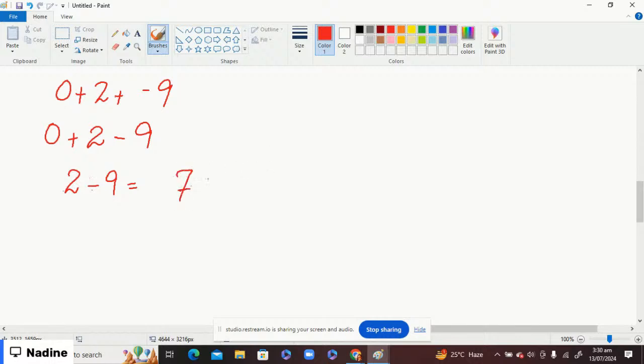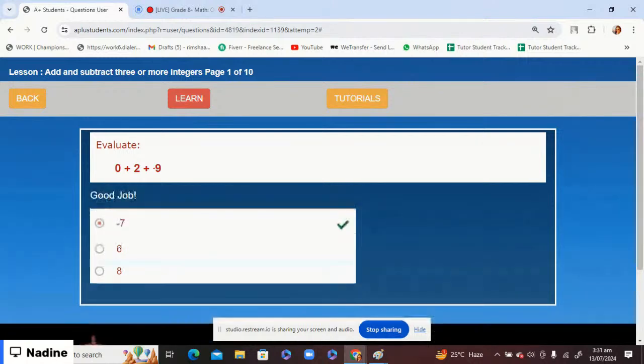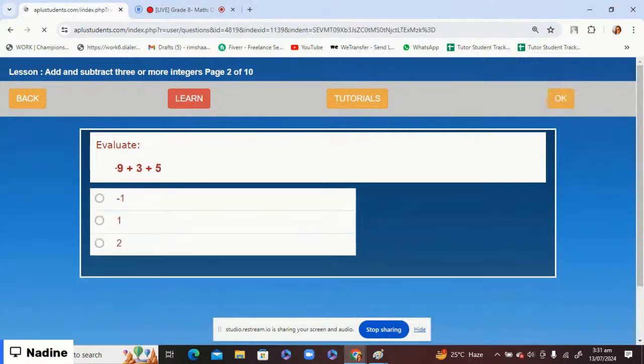And with the 7, which sign do you put? You put plus sign or negative sign? It's negative sign, because the greater number has negative sign, so we're going to put negative 7. Let's check, is there any option for negative 7? Yeah, the first one. This is the right answer.